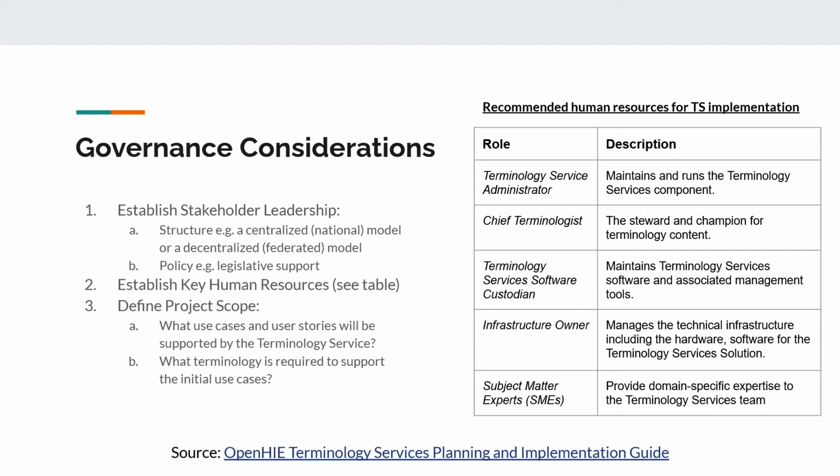Once you've established these human resources, then defining the scope is very important: understanding what use cases and user stories will be supported by the terminology service. And once you have that established, then you can start talking about what terminology or terminologies are going to be required to support these initial use cases. If you want to learn more, as I said, the terminology services planning and implementation guide is linked down here at the bottom.